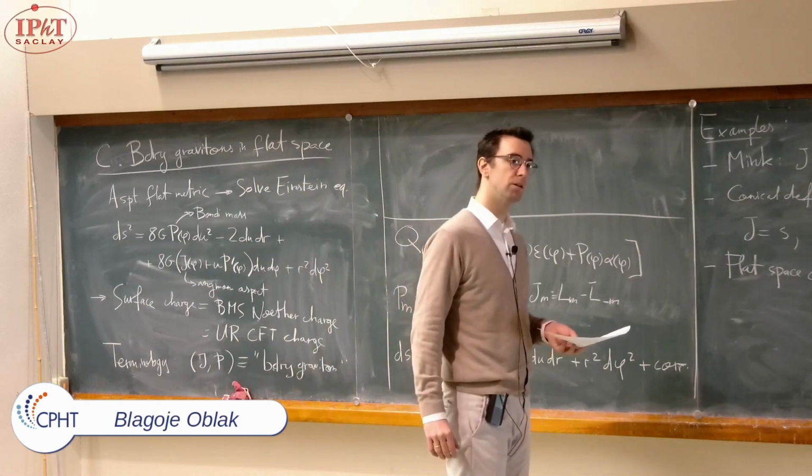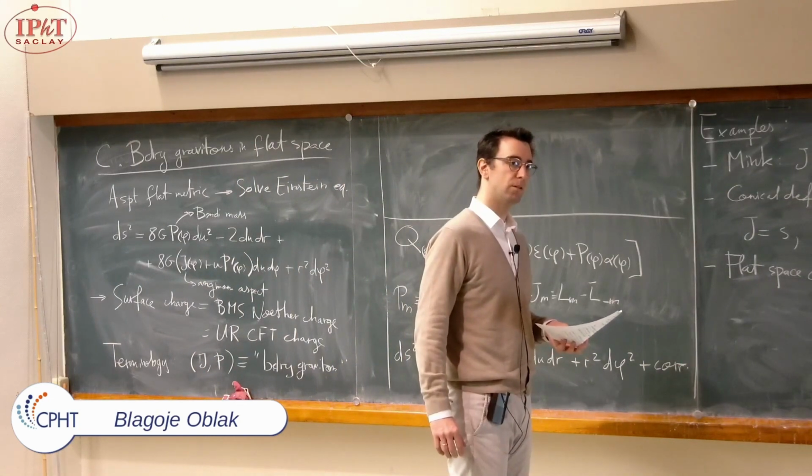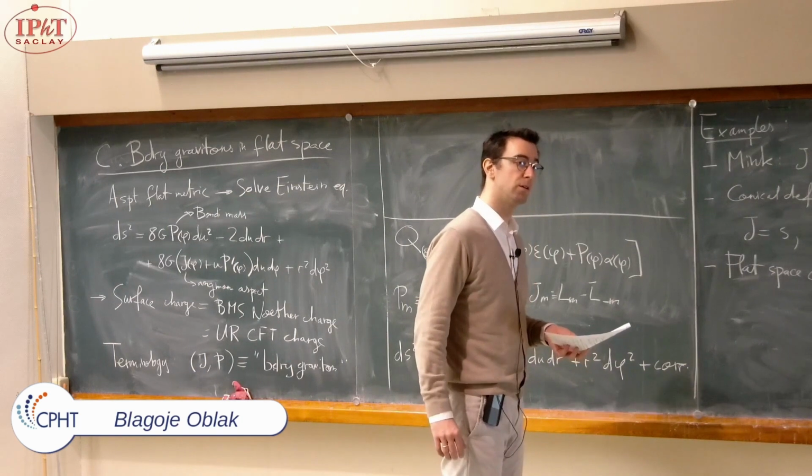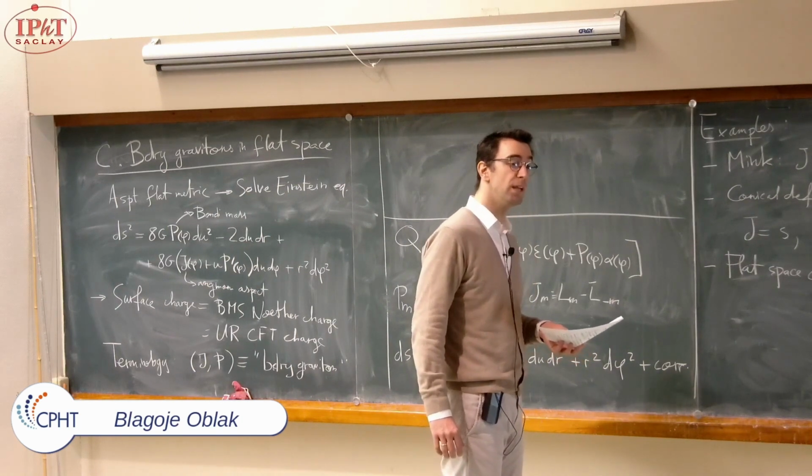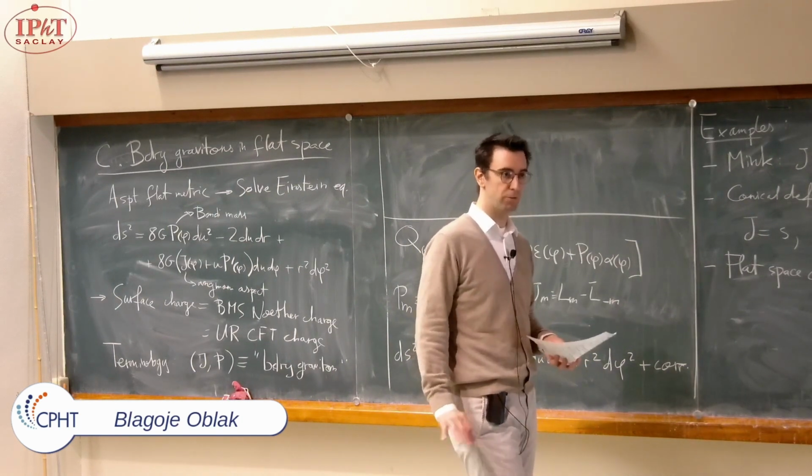Black holes we can have only where we have a hyperbolic metric. Stable black holes we can have only in the case where we have asymptotically AdS space. Yeah, exactly. In 3D, there are no black holes in flat space.